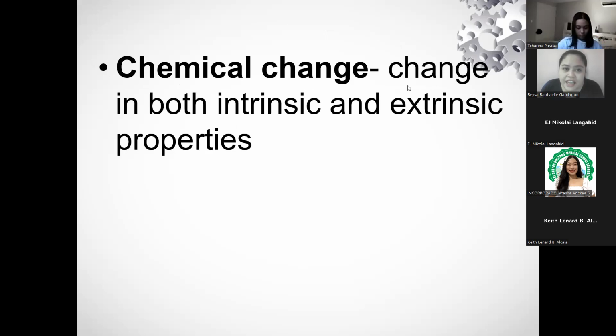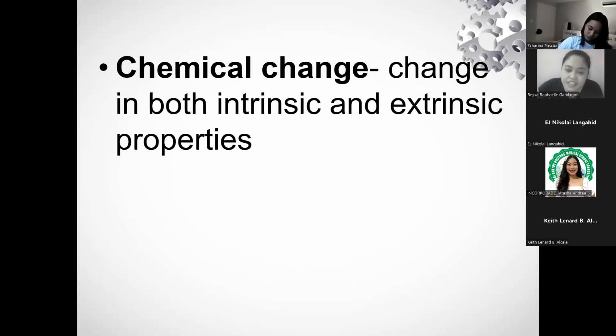The chemical change happens when there is a change in both the intrinsic and extrinsic properties of the matter. So remember kanina, dinefine natin si intrinsic and si extrinsic. Si extrinsic yung nakadepende sa amount ng substance. Si intrinsic yung independent from the amount of the substance.